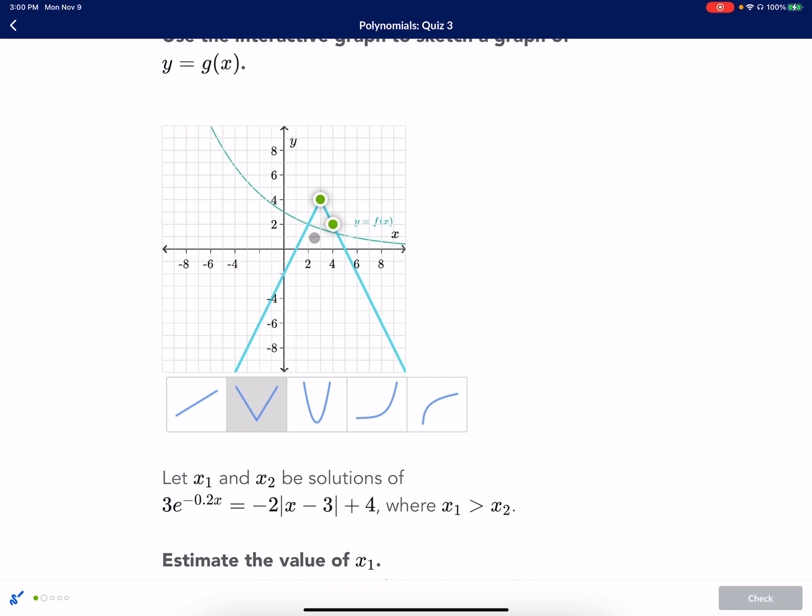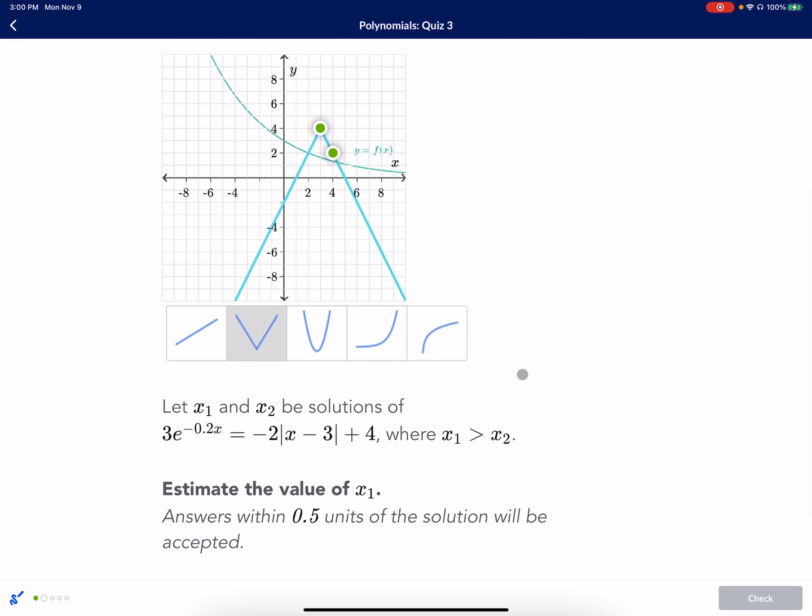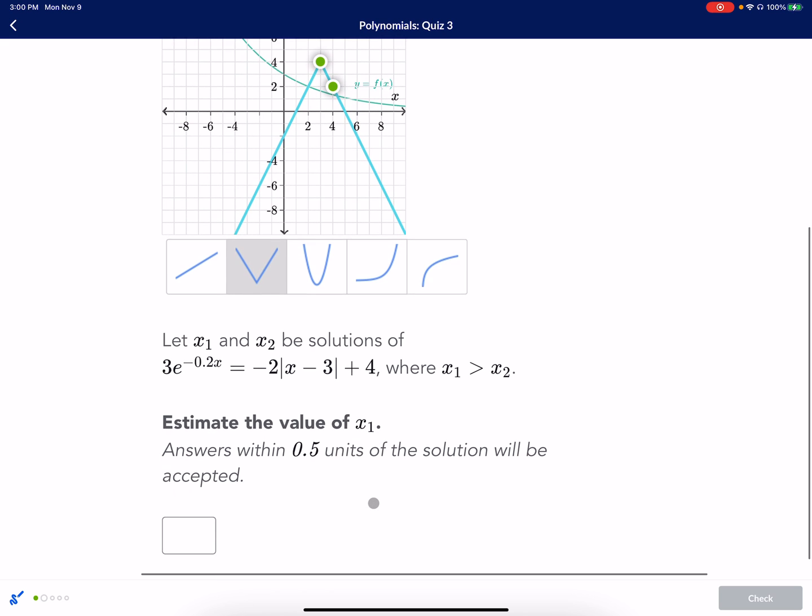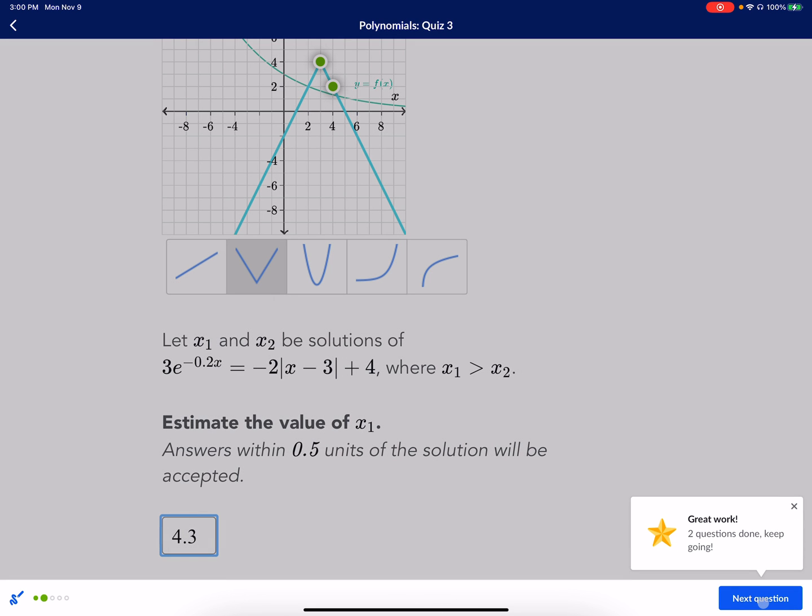So it looks like our first one's right at (2, 2), but then the other intersection point looks to be at like (4.3, 1.3). So since the two x values are 2 and 4.3, 4.3 will be our x1. It's the larger of the two x values. So I'm going to estimate 4.3 based on the graph and its intersection points. Hey, that's wonderful. Let's keep moving.